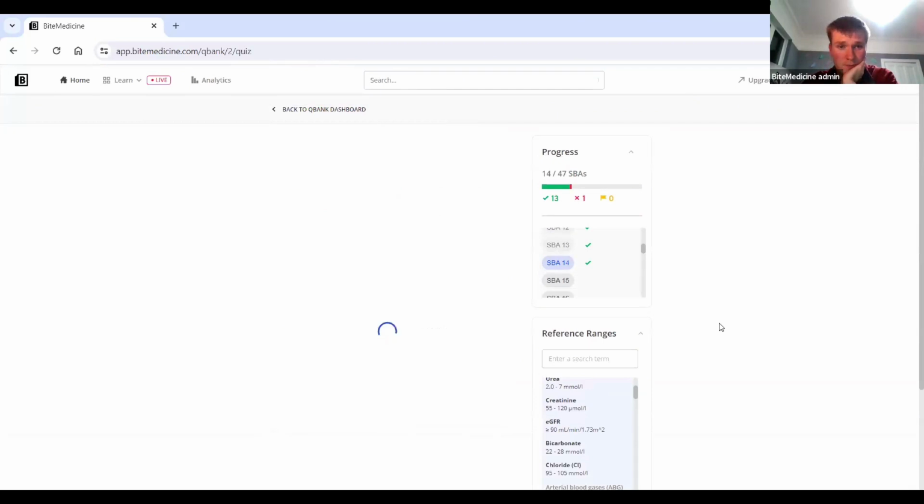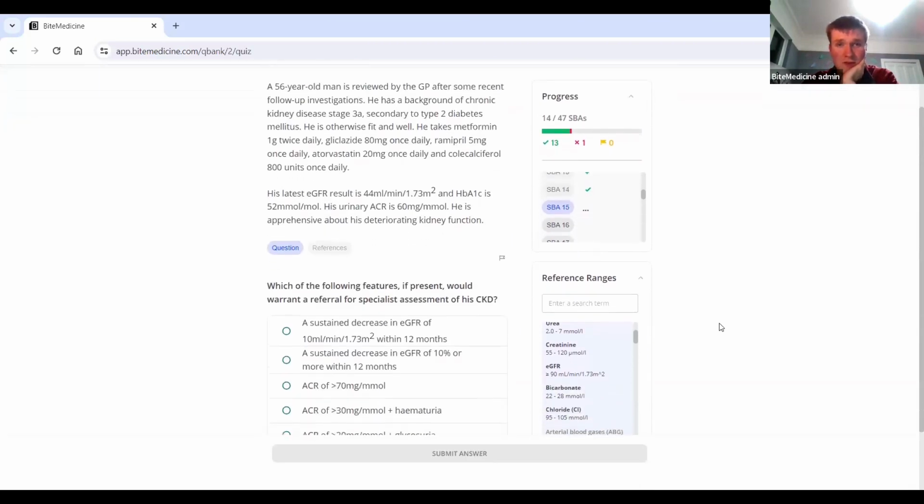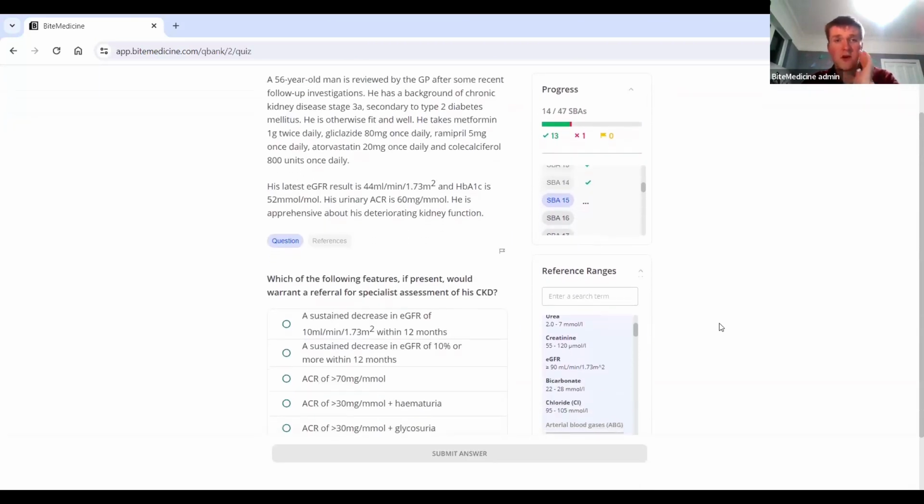Let's have a look. A 56-year-old man is reviewed by the GP after some recent follow-up investigations. He has a background of chronic kidney disease stage 3A, secondary to type 2 diabetes. He's otherwise fit and well. He takes metformin 1 gram twice daily, gliclazide, ramipril, atorvastatin, and cholecalciferol. So a classic concoction for someone with CKD. His latest eGFR is 44, HbA1c is 52, urinary ACR is 60, pretty high. He's apprehensive about his deteriorating kidney function.